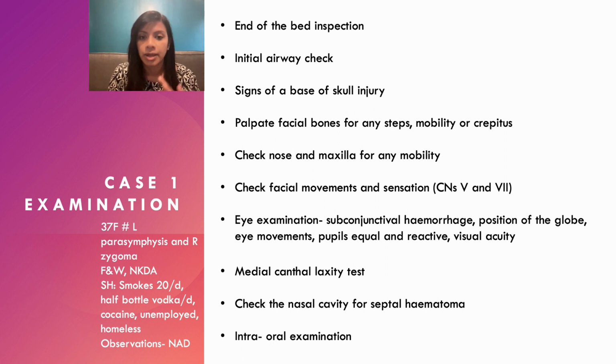You're then, again, going to check the sensation in the distribution of all the branches of the trigeminal nerve, and you want to do an eye examination. This will be described in a lot more detail later on, but basically you're looking for any subconjunctival hemorrhage. You want to check the position of the globe, so is one further forward than the other? Is one sunk backwards? Is it downwards, upwards, or sticking out?